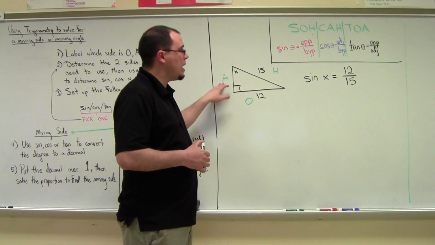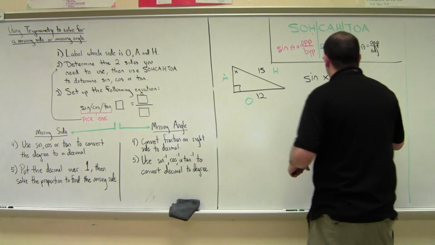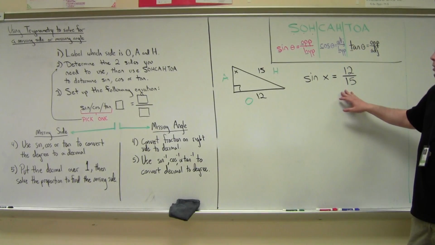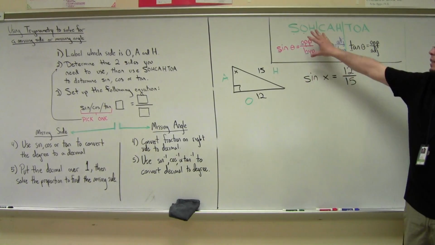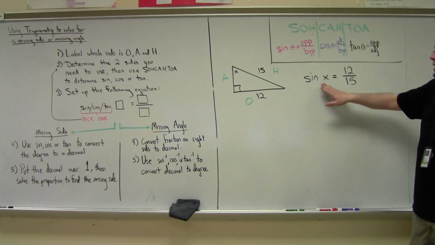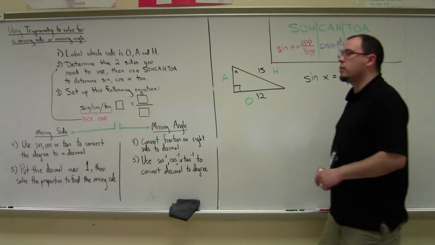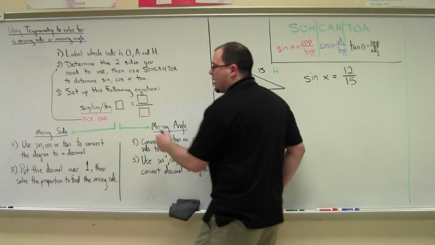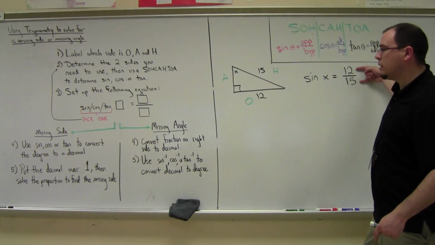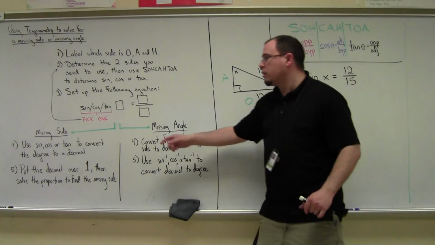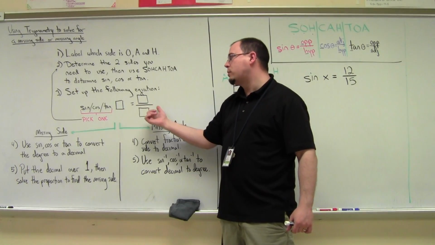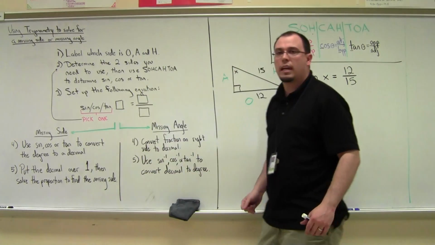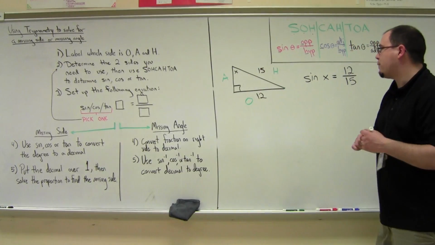We've labeled all three sides. We've determined whether we're going to use sine, cosine, or tangent. And then we've set up this equation where we use either sine, cosine, or tangent, whichever one we're using, of whatever angle we have. Then we plug in the two sides that we know. Sometimes you're going to be given a side and an angle. Sometimes you're going to be given two sides and you're looking for the angle. But it's going to fit that format every time.